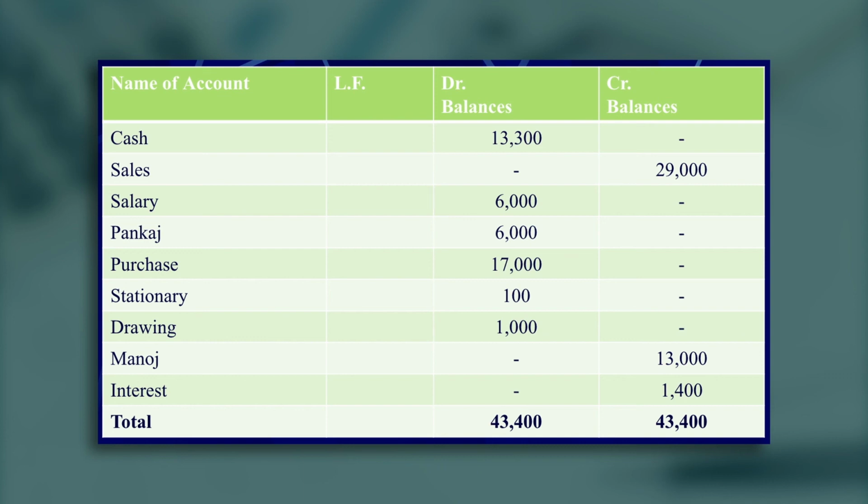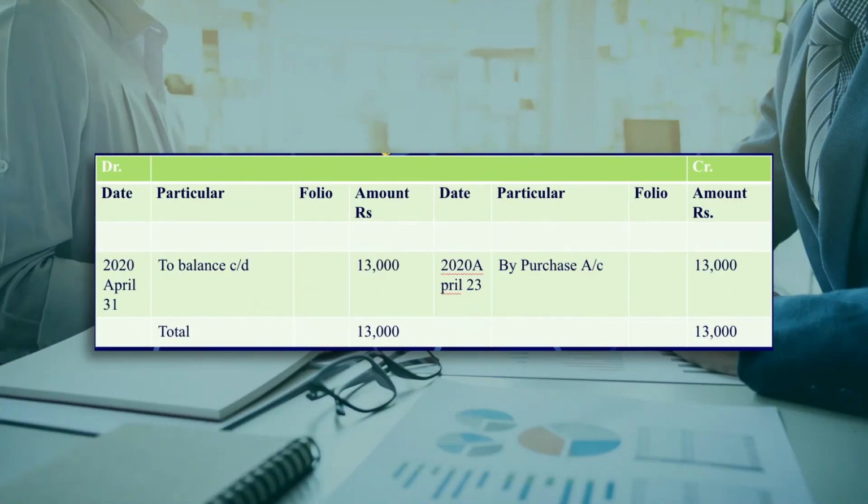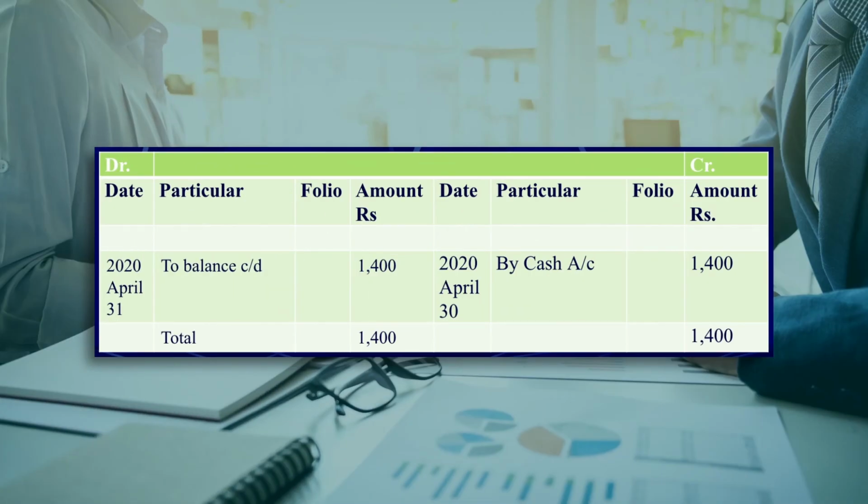Manoj account and interest account. Here you see that we have a credit balance of 13,000 rupees and a credit balance of 1,400 rupees of interest account. So in the credit side of the trial balance you will find 13,000 Manoj account and 1,400 interest account. Kindly check. Yes, Manoj account 13,000 and interest account 1,400.